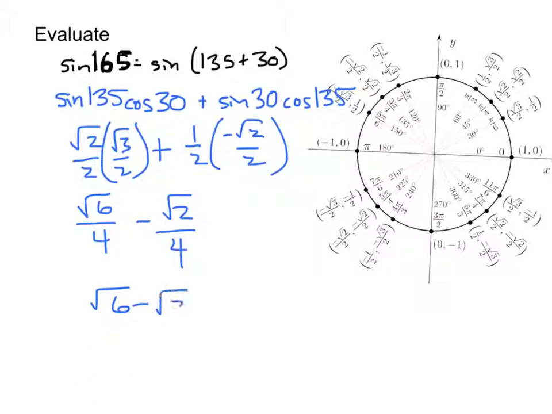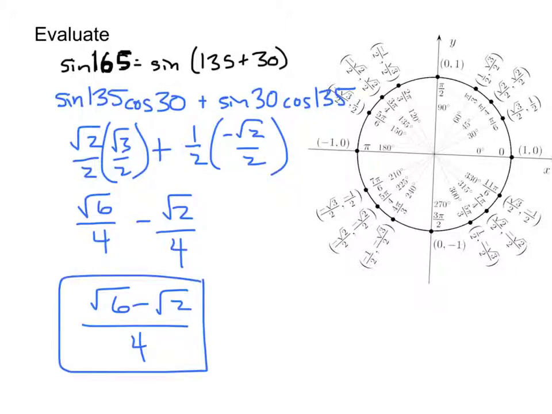Write this as one fraction, square root of 6 minus square root of 2 all over 4. So the sine of 165 degrees is the square root of 6 minus square root of 2 all over 4.